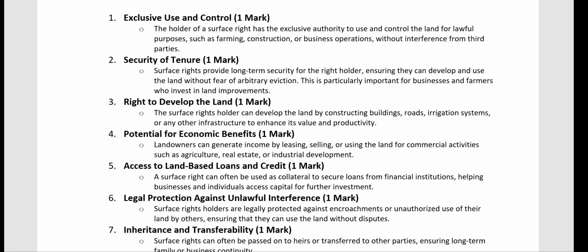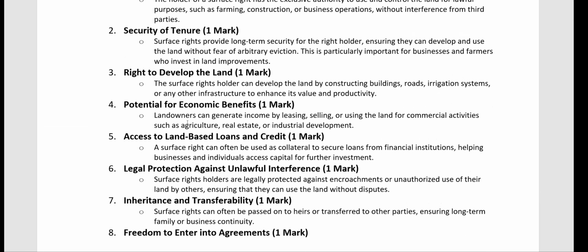Two is security of tenure. Surface rights provide long-term security for the right holder, ensuring that they can develop and use the land without fear of arbitrary eviction. I told you it can be for 30 years, 25 years. So it is particularly important for businesses and farmers who invest in land improvement. Then we have the right to develop the land. The surface right holder can develop the land by constructing buildings, roads, irrigation systems, or any other infrastructure to enhance the value and productivity of what he is doing.